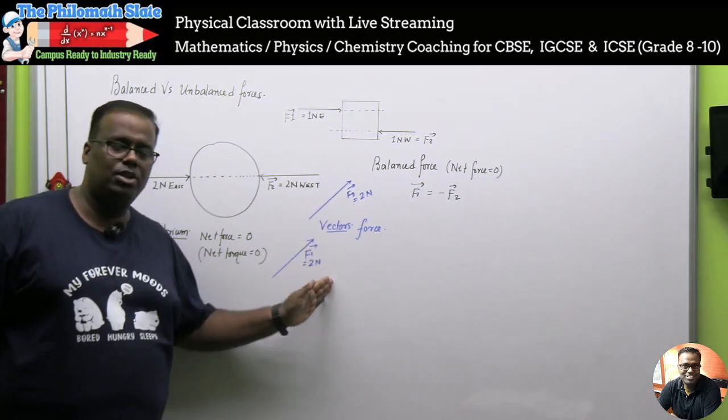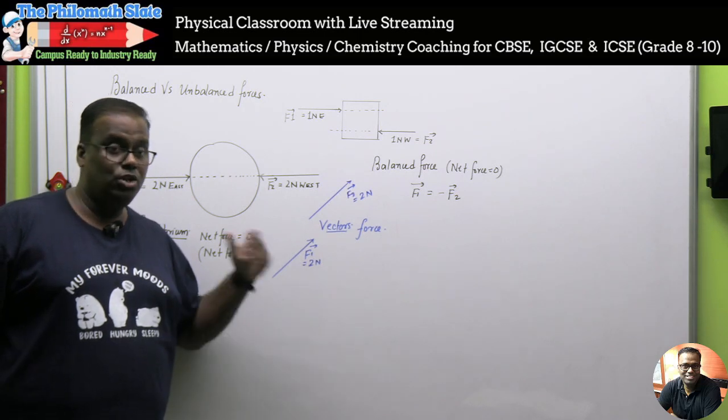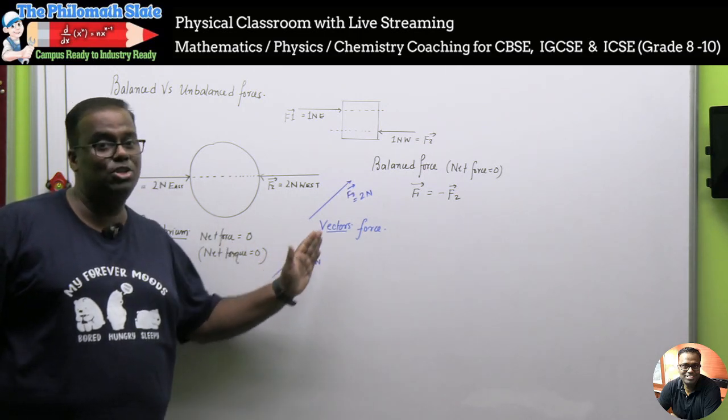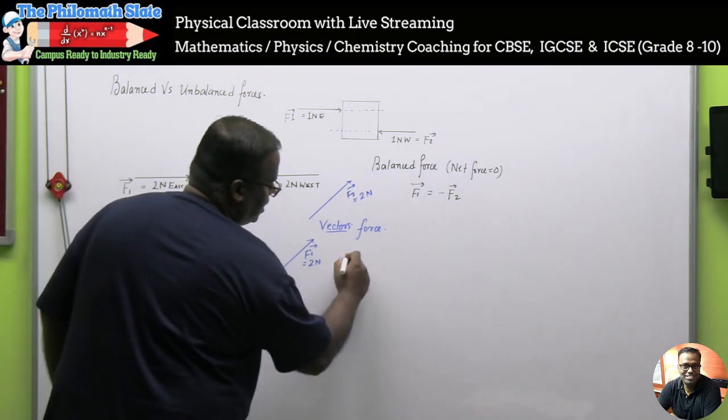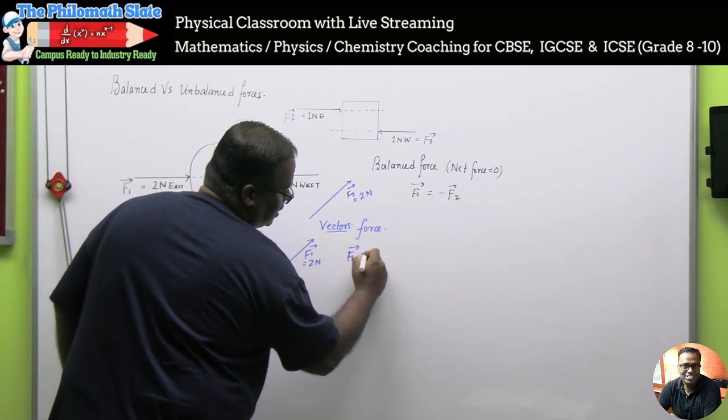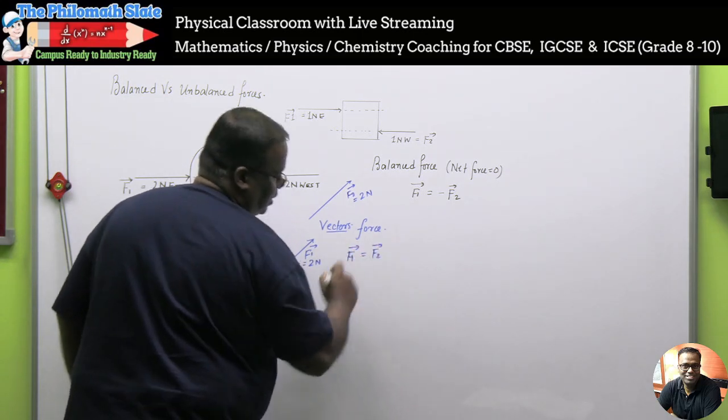Both vectors have the same magnitude, and I use that special device to draw it just to ensure that they are parallel. That means the direction is also the same. In such a case, we will always say F1 as a vector is equal to F2 as a vector.